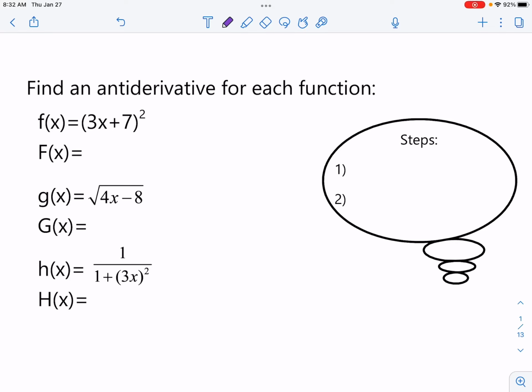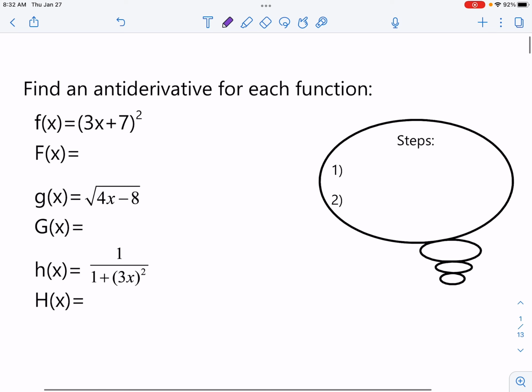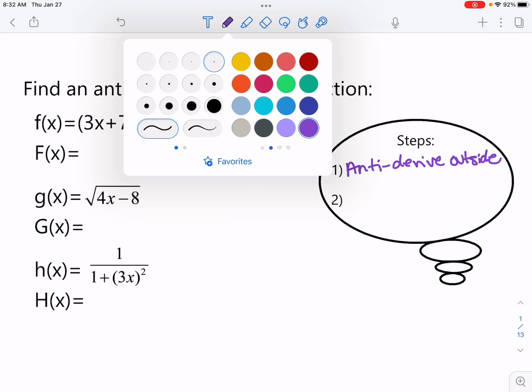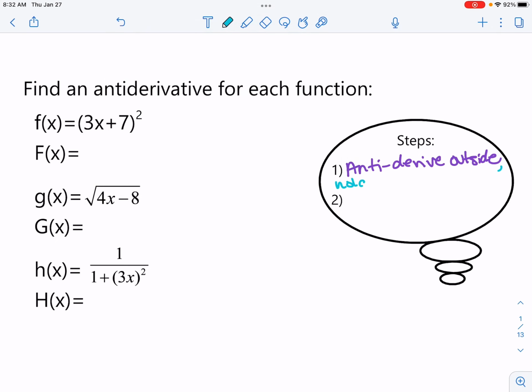Hello, Calculus. We are going to be doing an anti-chain rule today. I have a warm-up for you where we have done questions like this, where our inside function is linear. Let's recall our steps for this. Remember that our steps are to first anti-derive the outside function, and we're going to hold the inside, right? And then step 2 is divide by the derivative of the inside.